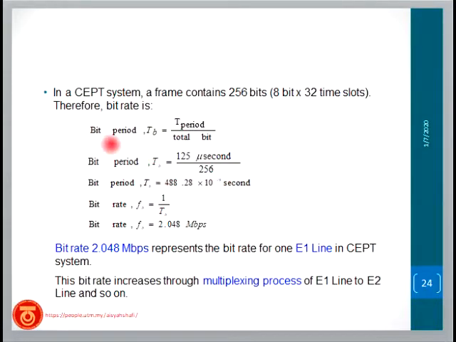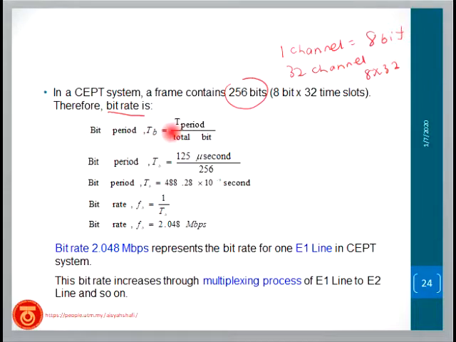Okay, in the CEPT system, a frame contains 256 bits, because one channel has 8 bits and there are 32 channels. So 8 times 32 we get 256 bits per frame.